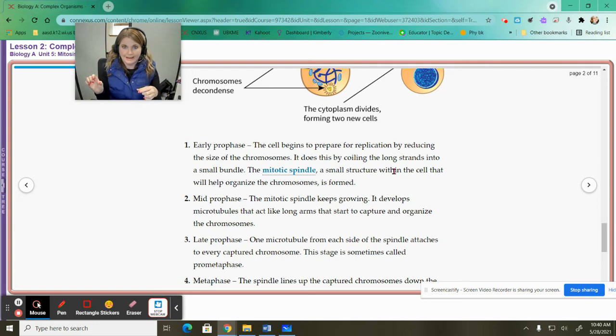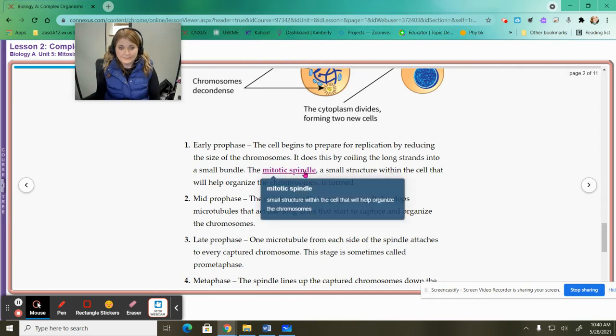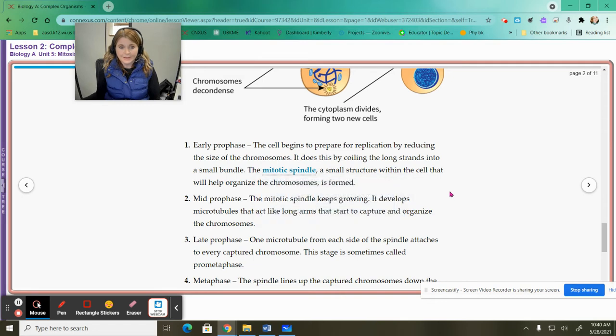The reason why it happens is that if they're really long and spindly like spaghetti or really long hair, they're going to get all tangled together. And that would be no good. You're going to end up with lots of breaking and mutation and stuff like that. So if you can get them really short and thick, they'll more easily be able to move around inside the cell without getting broken, without getting tangled. So that happens in early prophase. The mitotic spindle, a small structure within the cell that will help organize the chromosomes, is formed. So that's on the ends, remember, of the cell.